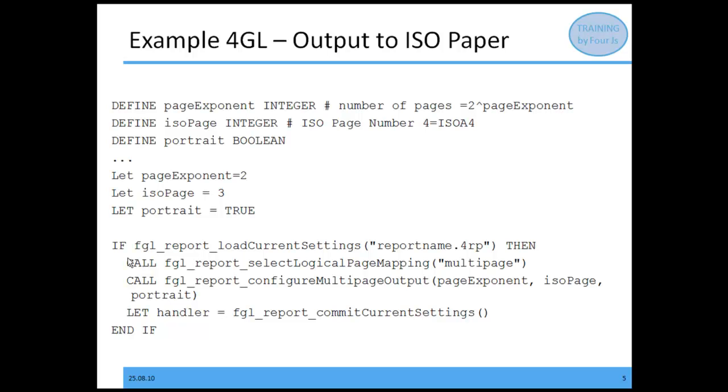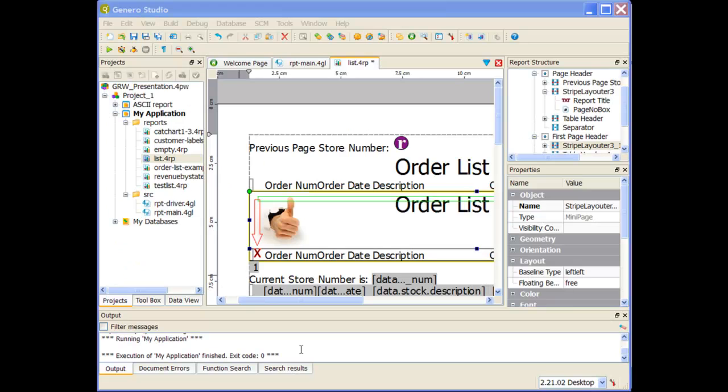So without these functions, if I did my load current settings and then immediately did my commit current settings, I would expect each page to be a single page on my report. However, because I've added the select logical page mapping multi-page, I know that I want to print multiple logical pages on the physical page, and then the configure multi-page output is letting me identify how many logical pages I want to be on that physical page, what that physical page is going to be, and how it's going to be oriented. Let's take a quick look at this now.